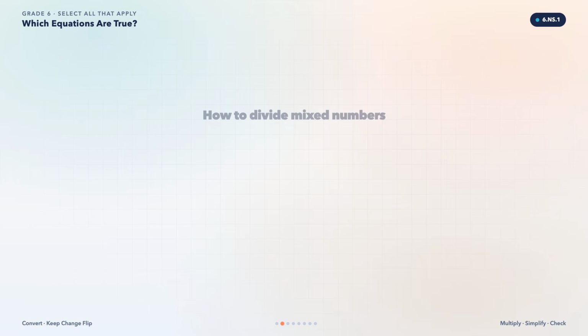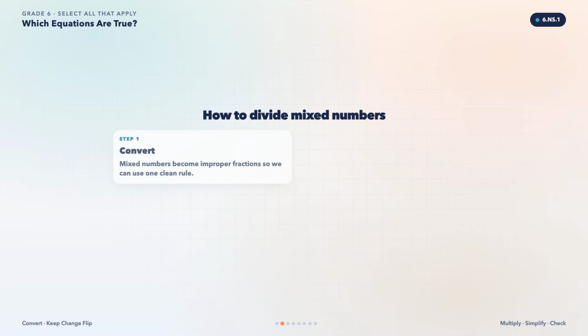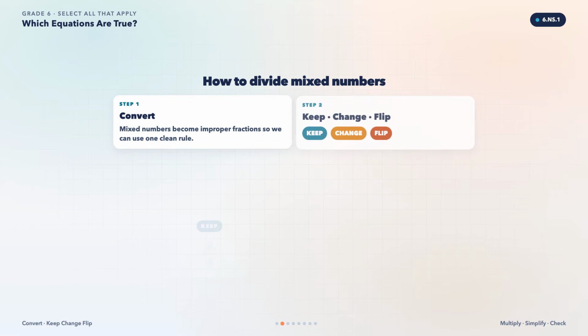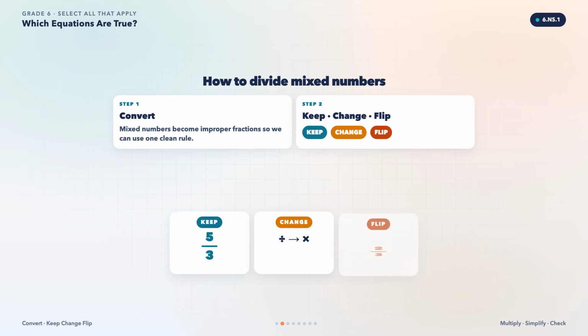Here's the method for dividing mixed numbers. Step 1. Convert both mixed numbers into improper fractions. We do that because mixed numbers are awkward to divide. An improper fraction is just one number over another, and that lets us use one clean rule. Step 2 is keep, change, flip. Keep the first fraction exactly as it is, change the division sign to multiplication, and flip the second fraction upside down. That flipped fraction is called the reciprocal.